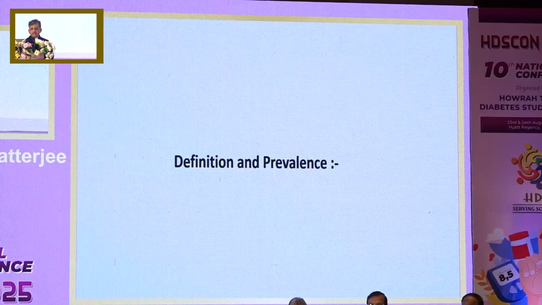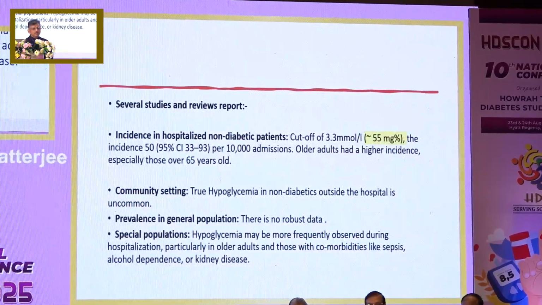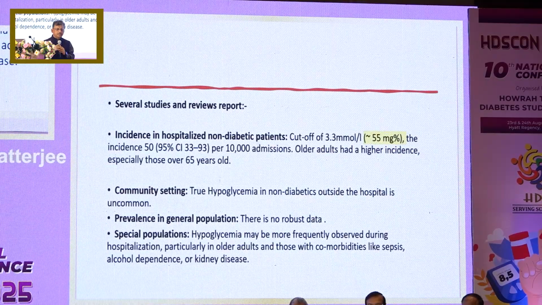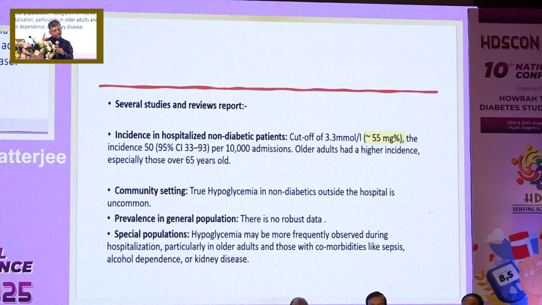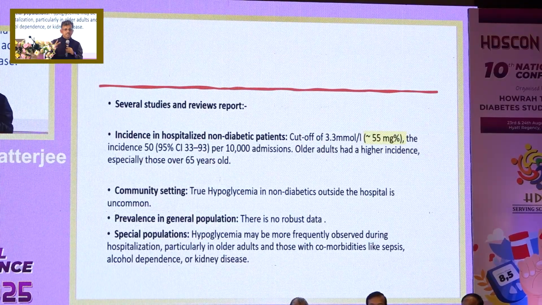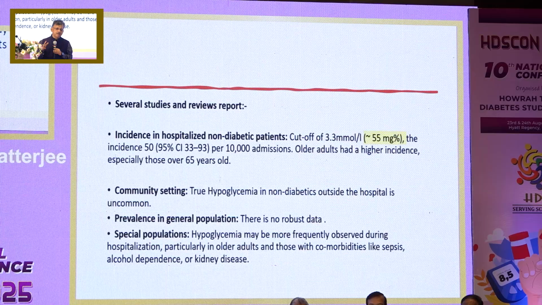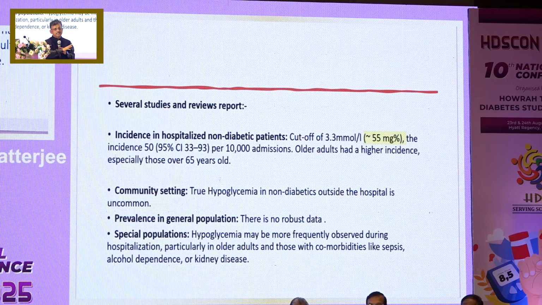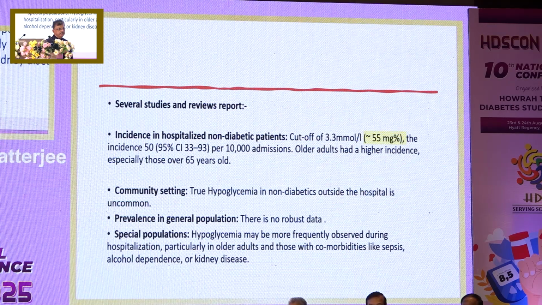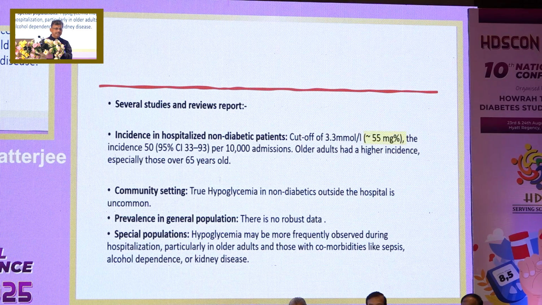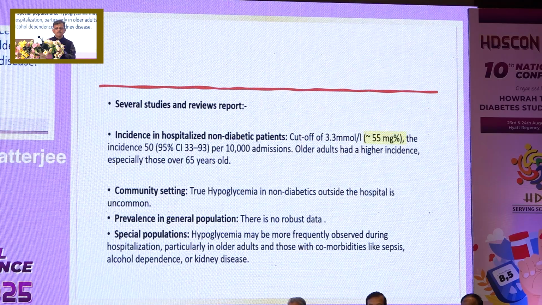If we just like to have a definition and prevalence, now prevalence is probably not that robust data is available. Whatever data we have is purely based on hospitalized patients, around 30 to 50 per 1,000 hospital admissions, and it varies from center to center. This is an average data I have collected from the internet. But as far as the general population in community setting is concerned, there is no verified data on the prevalence and incidence of hypoglycemia in non-diabetic patients.